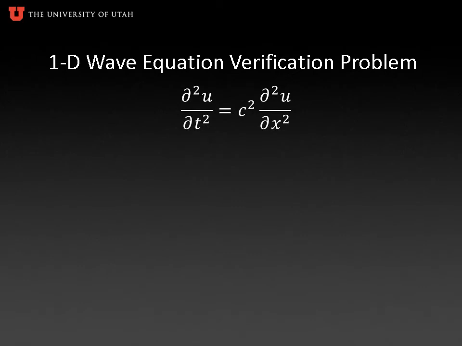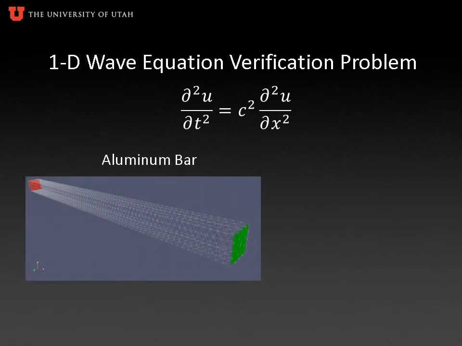The next verification problem we began to work on, but were unable to complete before the end of the program, was the mechanics 1D wave equation problem. The problem considered a thin, 1 meter long aluminum bar of constant cross-section and homogeneous material. The mesh of the bar that was used is shown on the figure on the left.